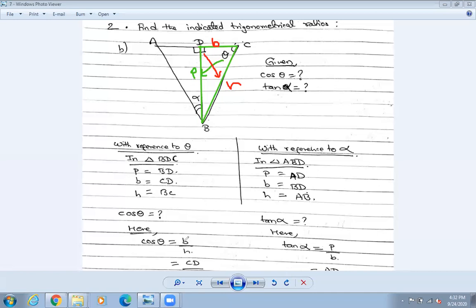Okay. That means cos is B by H. So what is the value of B? B is CD. Is it? And H. What is the value of H? H means BC.